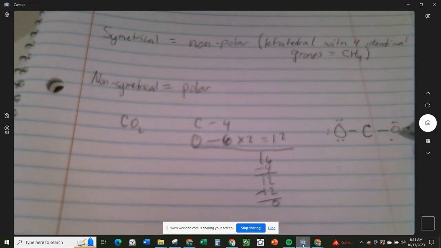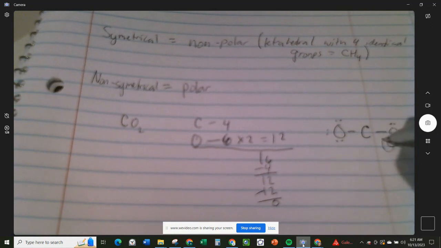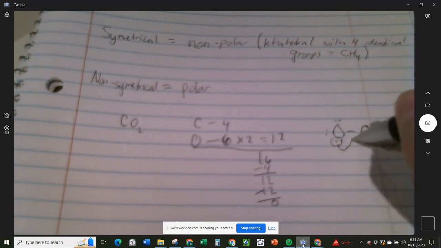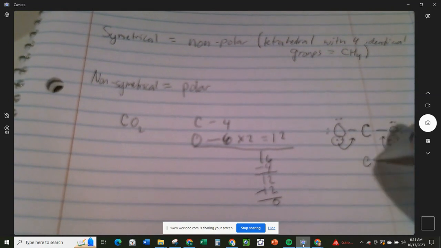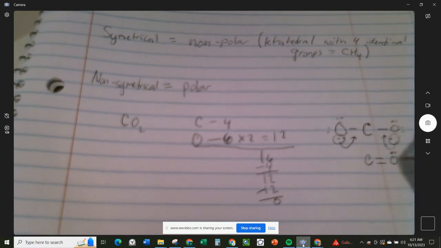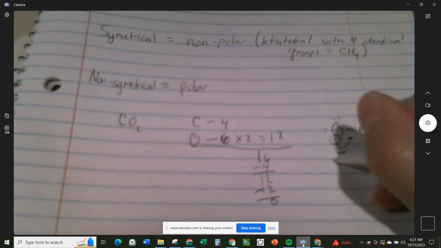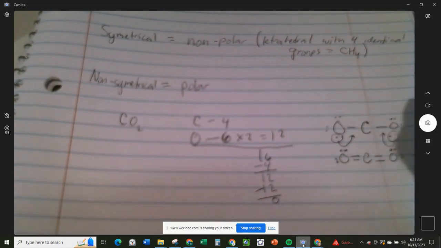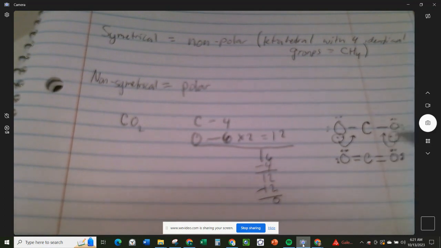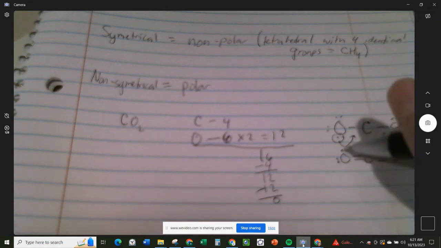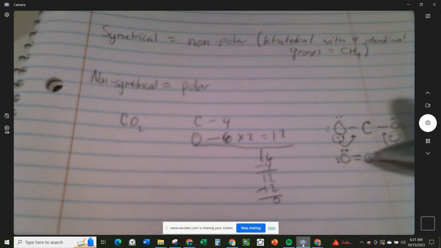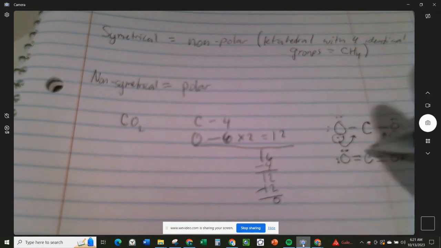And now oxygen has an octet, but carbon doesn't, so we're going to move electrons from oxygen in between carbon and oxygen. So now we have a double bond between the carbon and the oxygen. And we have an octet around carbon now. So we've got 2, 4, 6, 8. Around oxygen, we've got 2, 4, 6, 8. So both of these atoms have an octet.